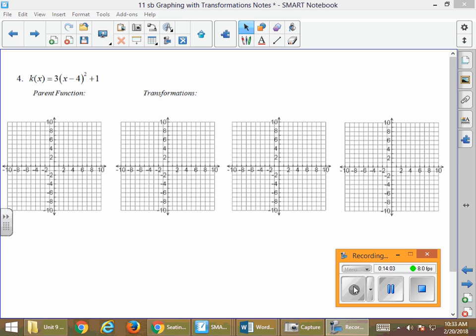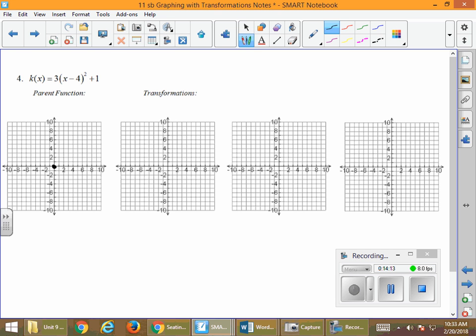One more here on the back of our notes, number 4, k of x. Well, let's start off by drawing our parent function, which is the 0, 0, the 1, 1, the 2, 4, the -1, 1, the -2, 4. Because that's the most basic of our functions. Then any transformation, we're going to use those values to help us with.